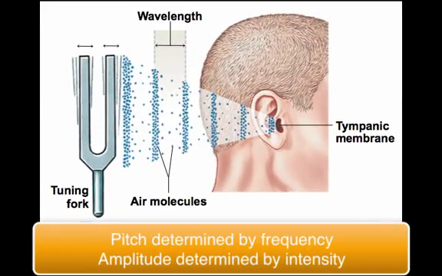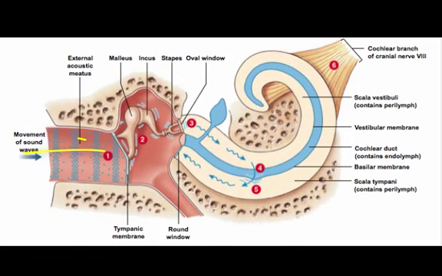Hearing is the perception of sound. The pitch of sound is our sensory response to the frequency of a sound wave. Amplitude of sound is our sensory response to the intensity of a sound wave. In the hearing process, the sound waves enter the external acoustic meatus and travel toward the tympanic membrane.